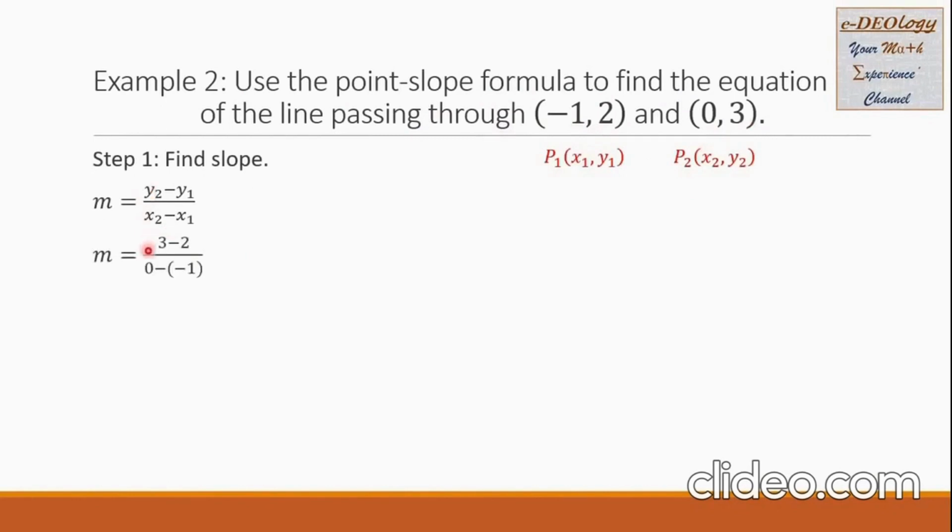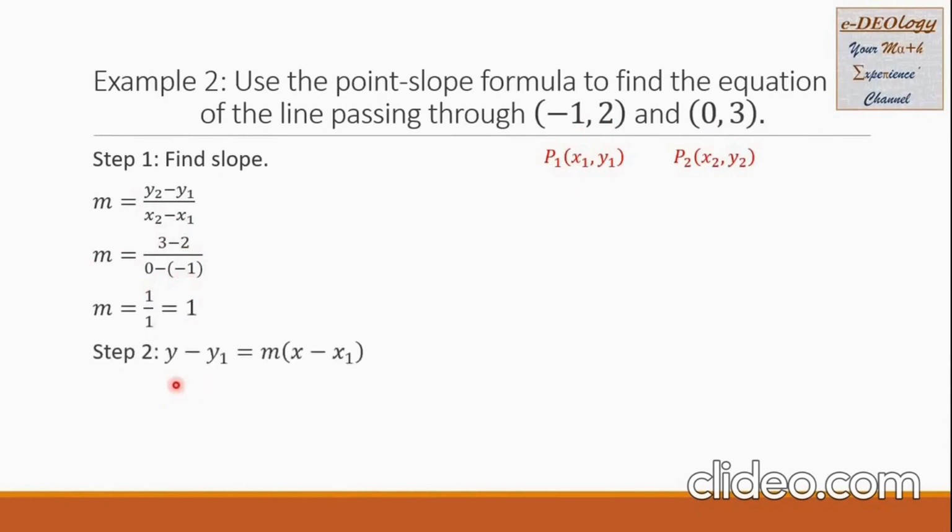The y sub 2 is now 3 minus the y sub 1, which is 2, all over the x sub 2, which is 0, minus the x sub 1, which is -1. The 3 minus 2 is +1. 0 minus -1 is +1. And 1 over 1 is equal to 1. This is now our slope.